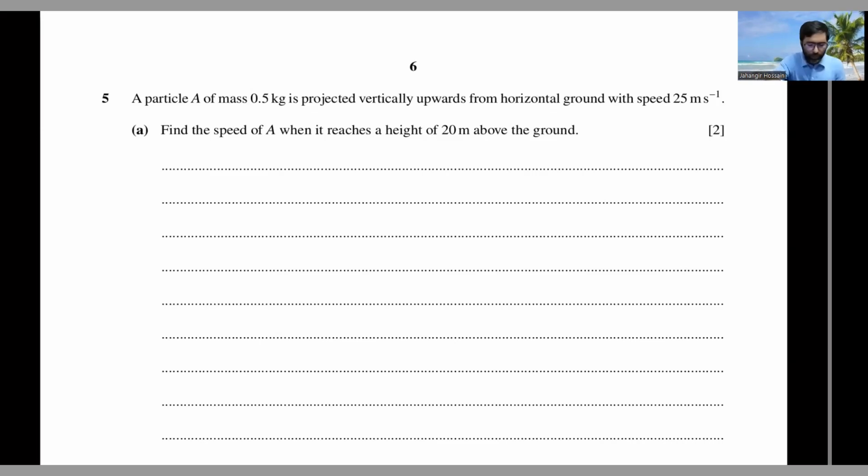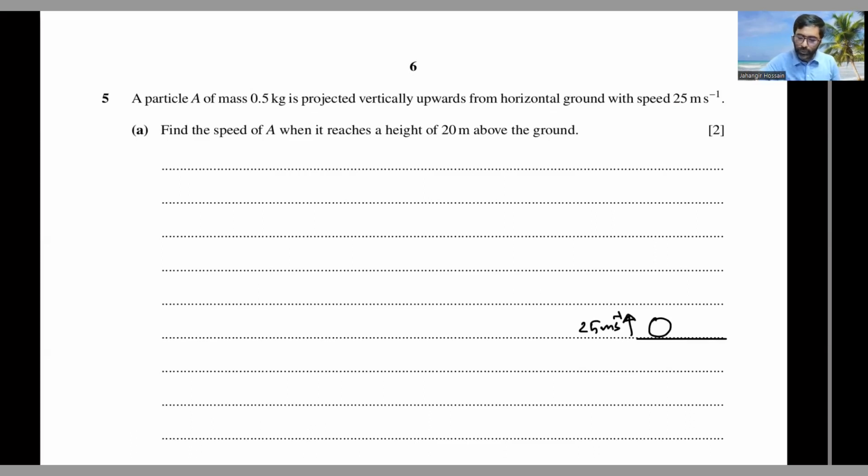Okay, in question 5, you see a particle A of mass 0.5 kg projected vertically upwards from horizontal ground with speed 25 meter per second. We need the speed of A when it reaches a height of 20 meter above the ground. So let's present it on a rough diagram. The horizontal ground, we are projecting it from this horizontal ground vertically upward with the speed 25 meter per second.